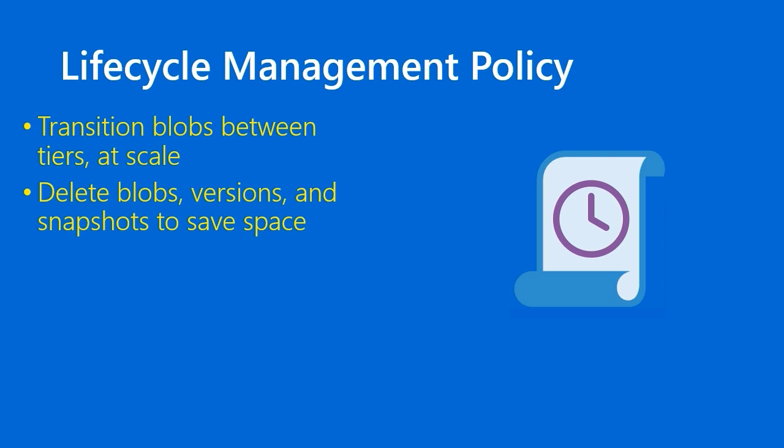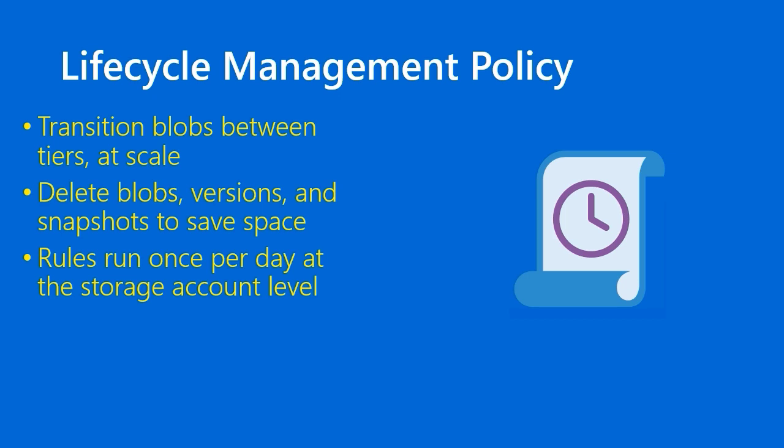The transitioning, as you'll see in our demo, are things like if a blob hasn't been accessed in the last N number of days, transition it automatically from hot to cool. It's that kind of thing. These rules are run by Azure once per day at the storage account level. Let's get into the demo and I'll show you how it works.